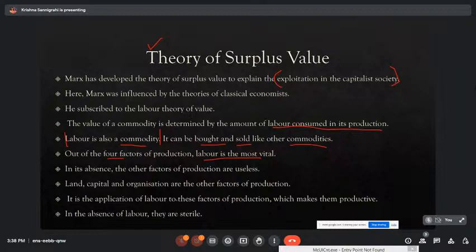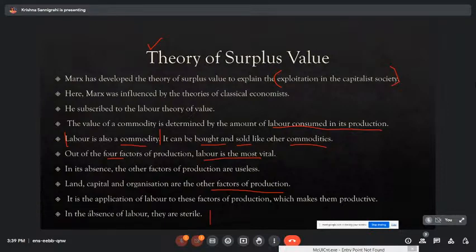Now, land, capital, and organization are the other factors of production. So, the 4 factors: land, capital, organization, and labor, out of which labor is the most vital, according to Marx. It is the application of labor to these factors of production which makes them productive. In the absence of labor, the other aspects of production are sterile, that is, they are not productive anymore.